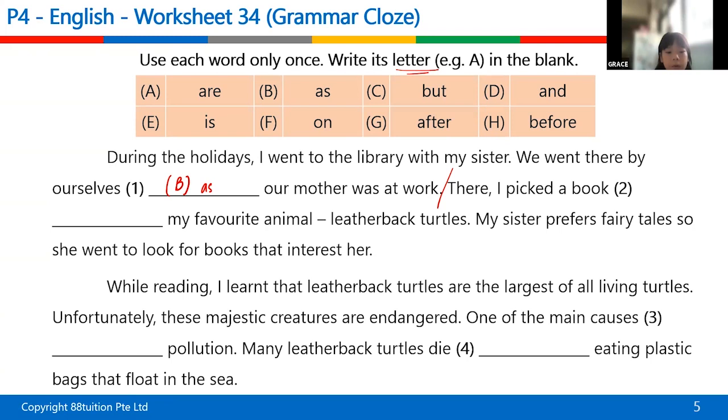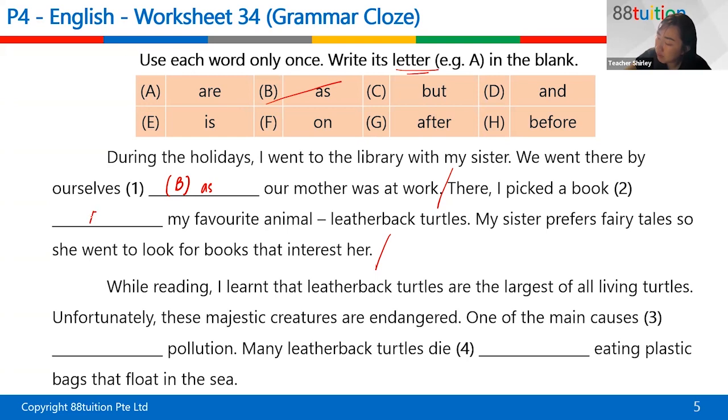There, I picked a book on my favorite animal, leatherback turtles. My sister prefers fairy tales, so she went to look for books that interest her. Very good. I picked a book on, right? The book is about, what is it about? It's talking about your favorite animal, which is the leatherback turtles. Okay. F, G, H, I, J. So Ivan next.